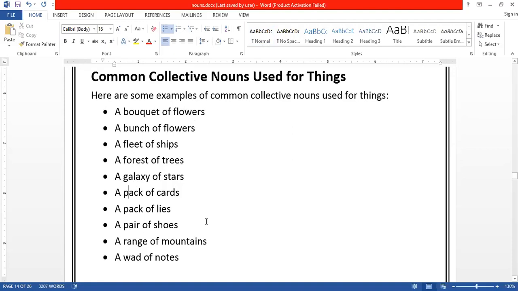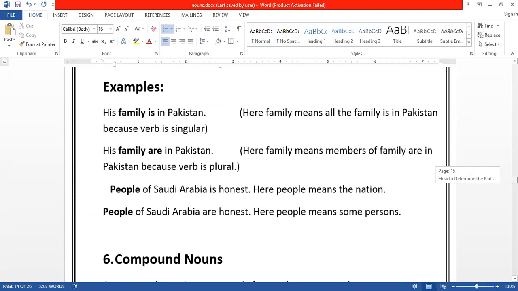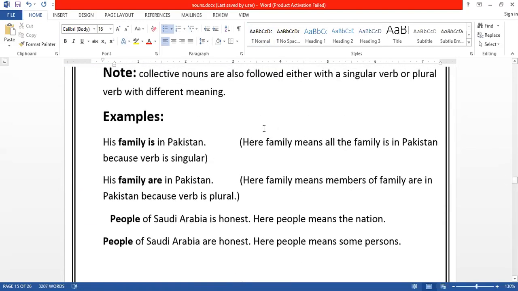A pair of shoes, we can say, clear? A range of mountains, clear? A wad of notes. So these are collective nouns used for what? Used for things. Remember one thing, that a question arises here: should we use a singular verb after collective nouns or plural verbs after collective nouns? You can use both singular and plural verbs after collective nouns.